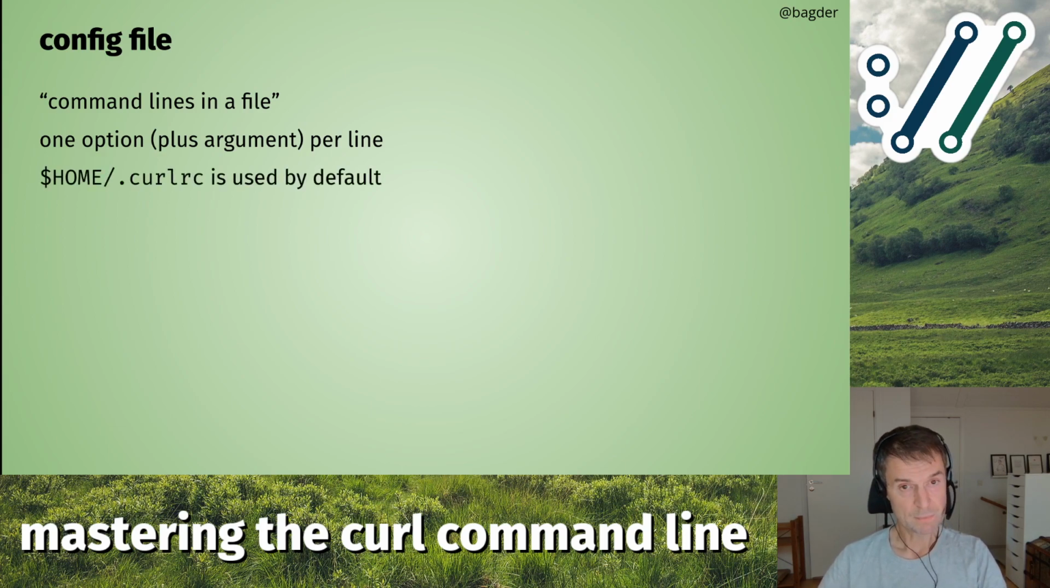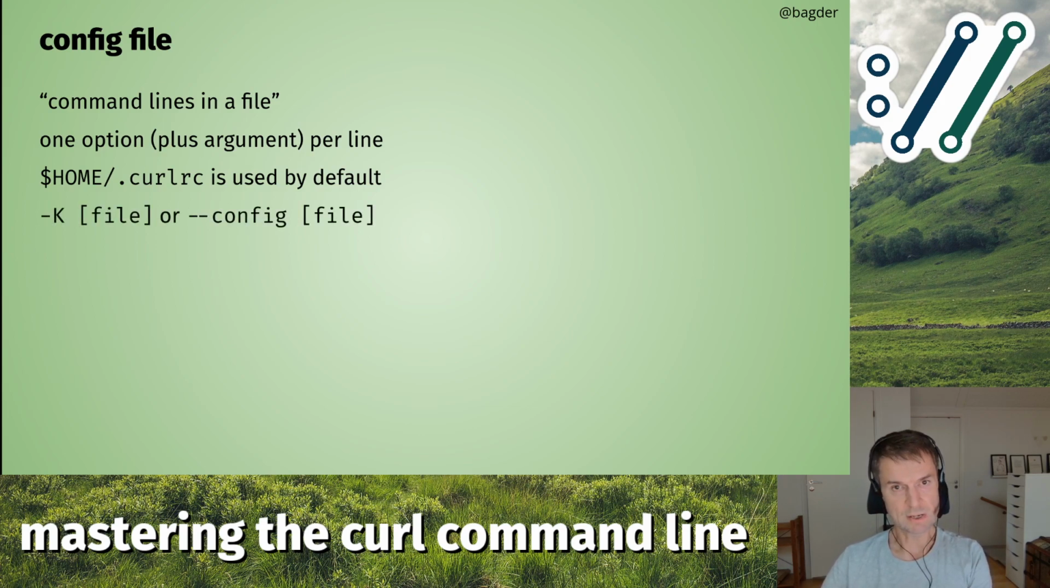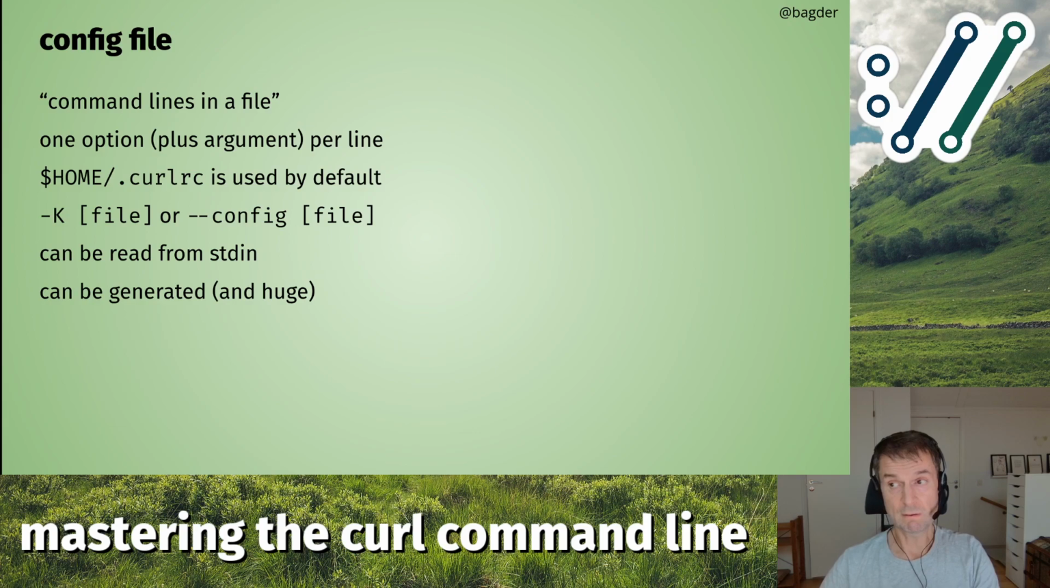There's the default one in your home directory. And you use it, otherwise you can use it with just -K or --config and a file. And then that file will be read, and it will read command line options from that file. And you can of course also read it from standard input if you want to pipe that into curl and have it read from that. And I know sometimes people generate those config files, and they can be huge.